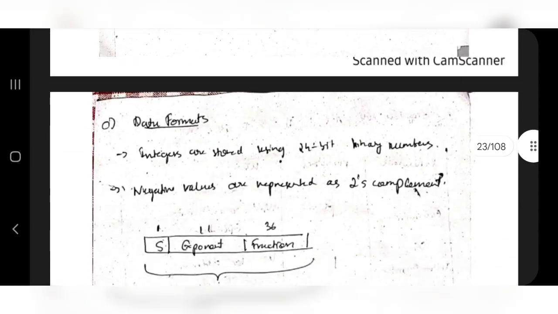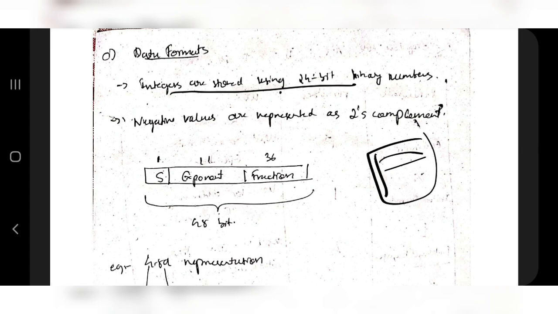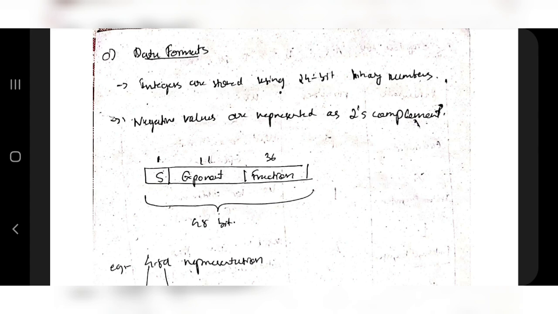Then we have the data formats. In data formats, the integers are stored as in the previous one, same 24-bit for the positive ones, and the negative values are represented by 2's complement, same things. The difference is that in the previous one float value was not accepted, but here float value will also be accepted. So for float value there are 3 things here. It is a total of 48 bits, I guess.